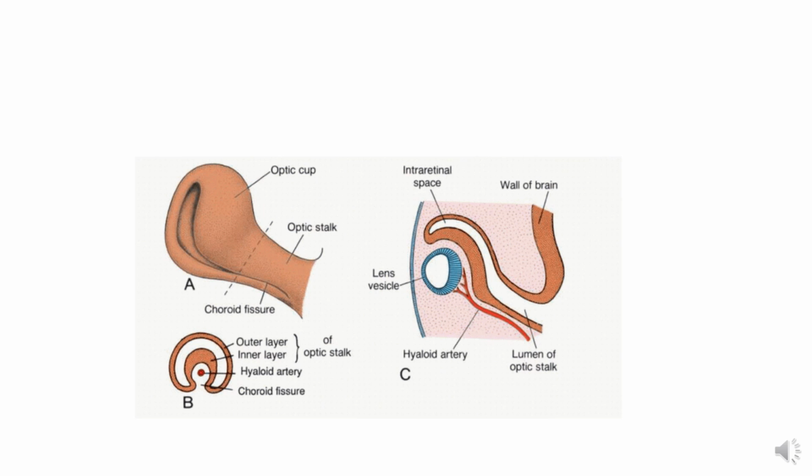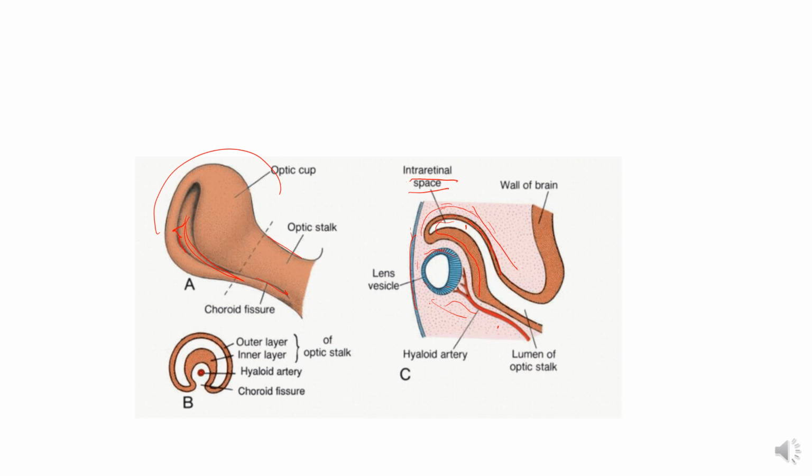So this is the optic cup and this is the optic stalk. So this is the cut section. You can see here the two layers of the optic cup. They are separated from each other by the intraretinal space. And this optic cup is surrounded by the mesenchyme. Here you can see this is the surface ectoderm, this is the developing lens, and this is the mesenchyme surrounding the optic cup. Now, a linear groove called the choroid fissure develops on the ventral, that is inferior, surface of the optic cup and optic stalk.